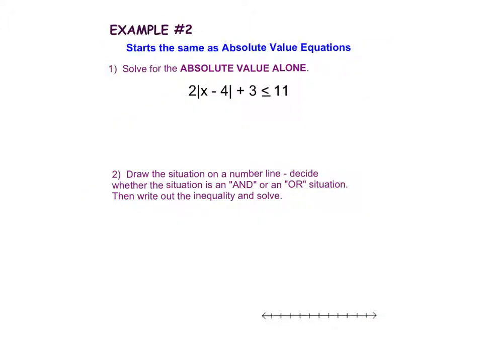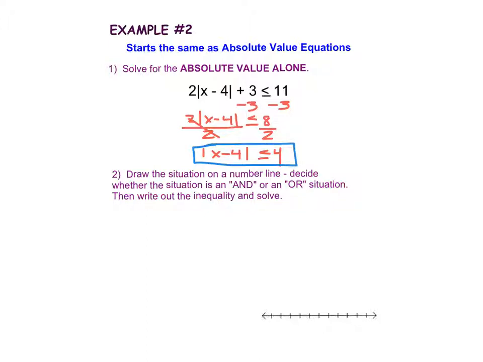All right, so example 2, we're going to start by getting that absolute value alone on one side of the equation. So we start by subtracting 3 from each side. So I have 2 times the absolute value of x minus 4 is less than or equal to 8. I then divide both sides by 2, and I have the absolute value of x minus 4 is less than or equal to 4.